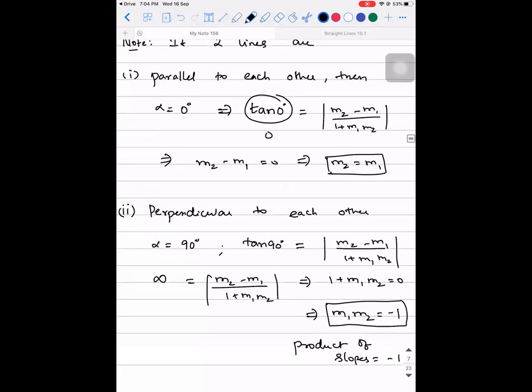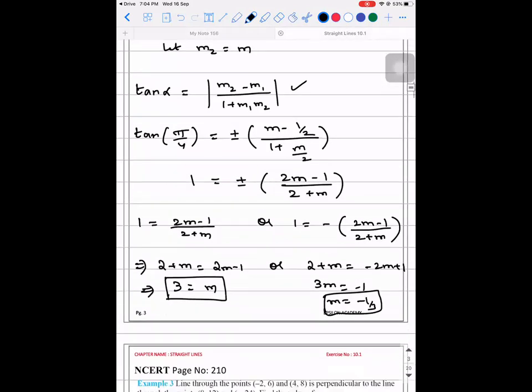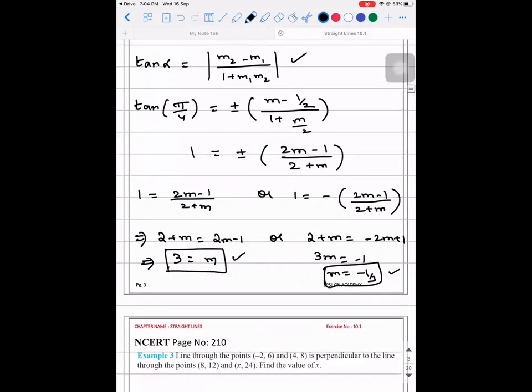Yes, sir. Okay. So the reason why I explained this is, observe this problem. What are the two values of m for the other line that we got? 3 and minus 1 by 3. Just multiply those two values and see. They are perpendicular to each other. They are perpendicular.